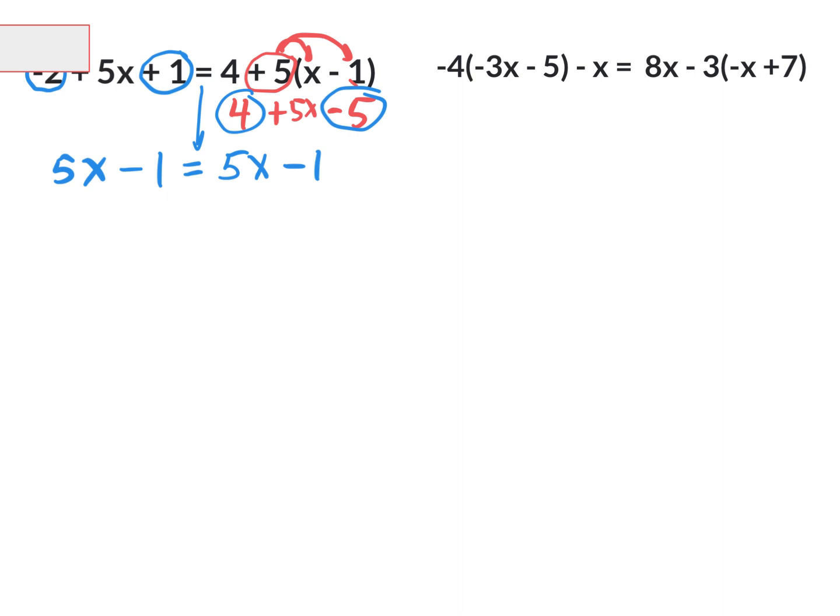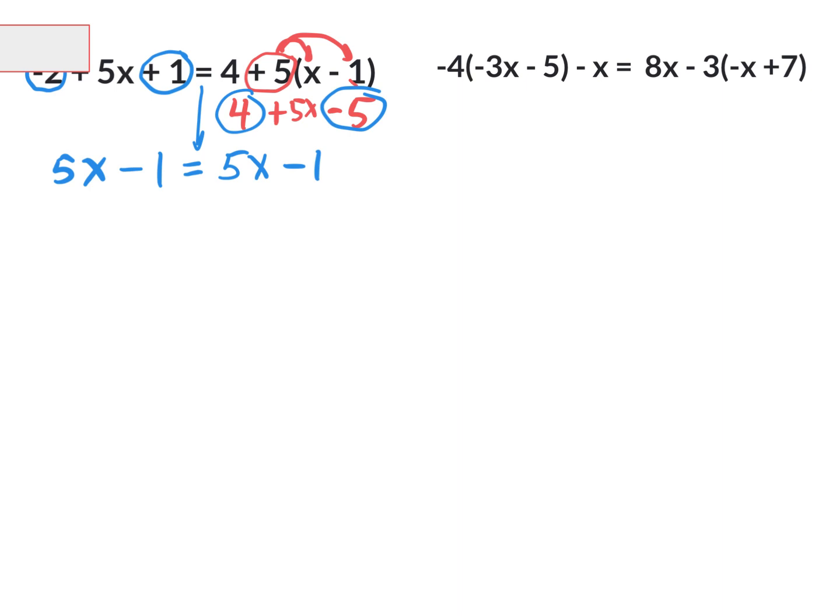It's identical, which means that x will be all real numbers. Because you could plug in 0 right here and 0 right there, and it'll be a true statement. You could plug in 10 right here and 10 right there, right? 50 minus 1 is 49. 50 minus 1 is 49. It's a true statement also. You could plug in any number you want. So at this point, you could say x equals all real numbers, or you could say infinite solutions, or you could type in IMS, infinitely many solutions, right?